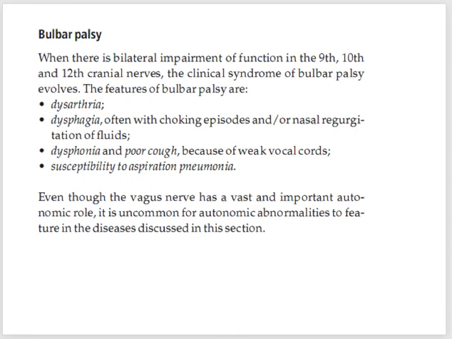Okay, guys, what is bulbar palsy? When there is bilateral impairment of function in the 9th, 10th, and 12th cranial nerves, which are the glossopharyngeal, vagus, and hypoglossal, there is a clinical syndrome of bulbar palsy. And what happens in bulbar palsy? There is dysarthria, we cannot articulate properly, dysphagia, we cannot swallow properly, and dysphonia, we cannot produce the sound properly. And there is a poor cough because of the weak vocal cords. And these are the people who are susceptible to aspiration, which can lead to aspiration pneumonia. So we collectively call these features bulbar palsy.